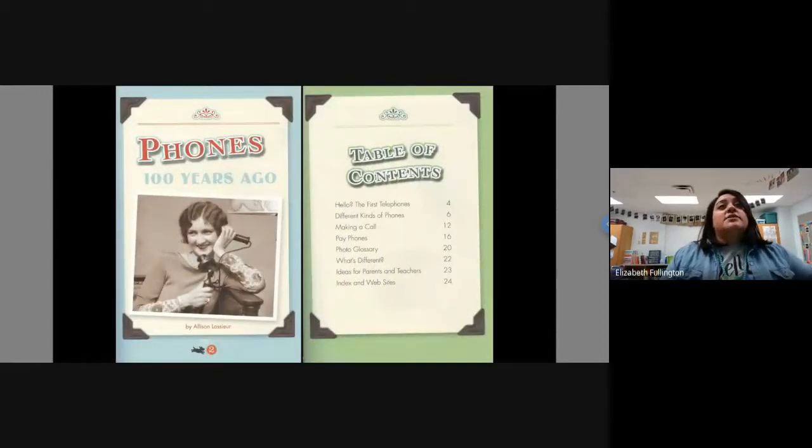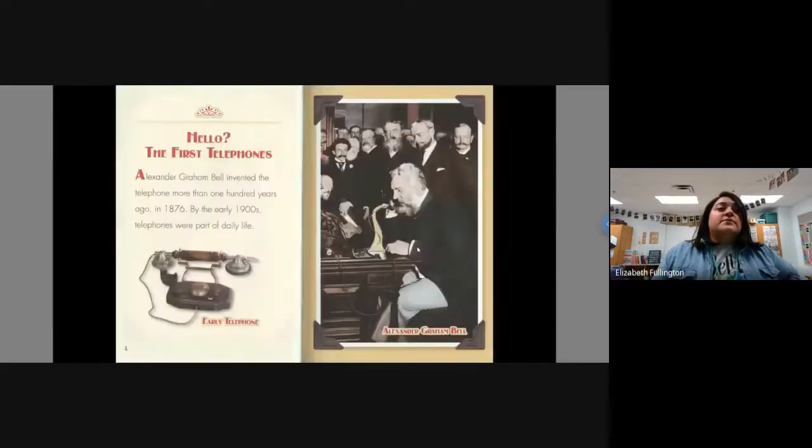Here's a table of contents. Usually you'll see a table of contents in a chapter book, and it will tell you what the title of that page is and then the page number where you can find it. It says, hello, the first telephones. Alexander Graham Bell invented the telephone more than 100 years ago in 1876. By the early 1900s, telephones were part of daily life.